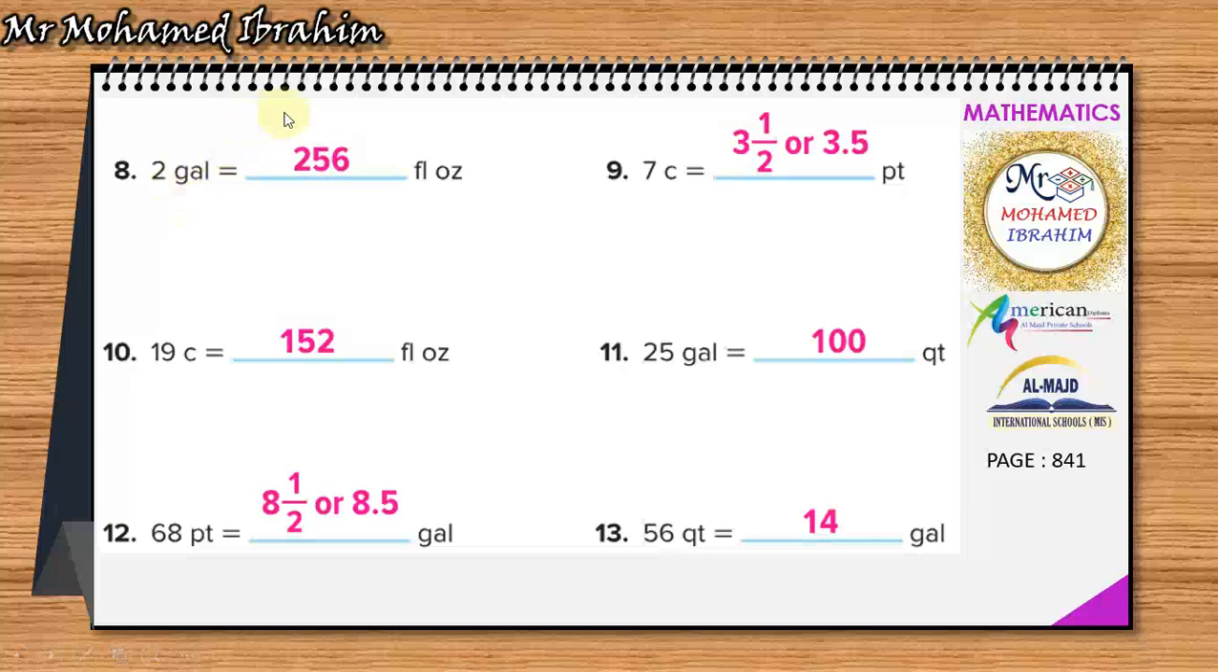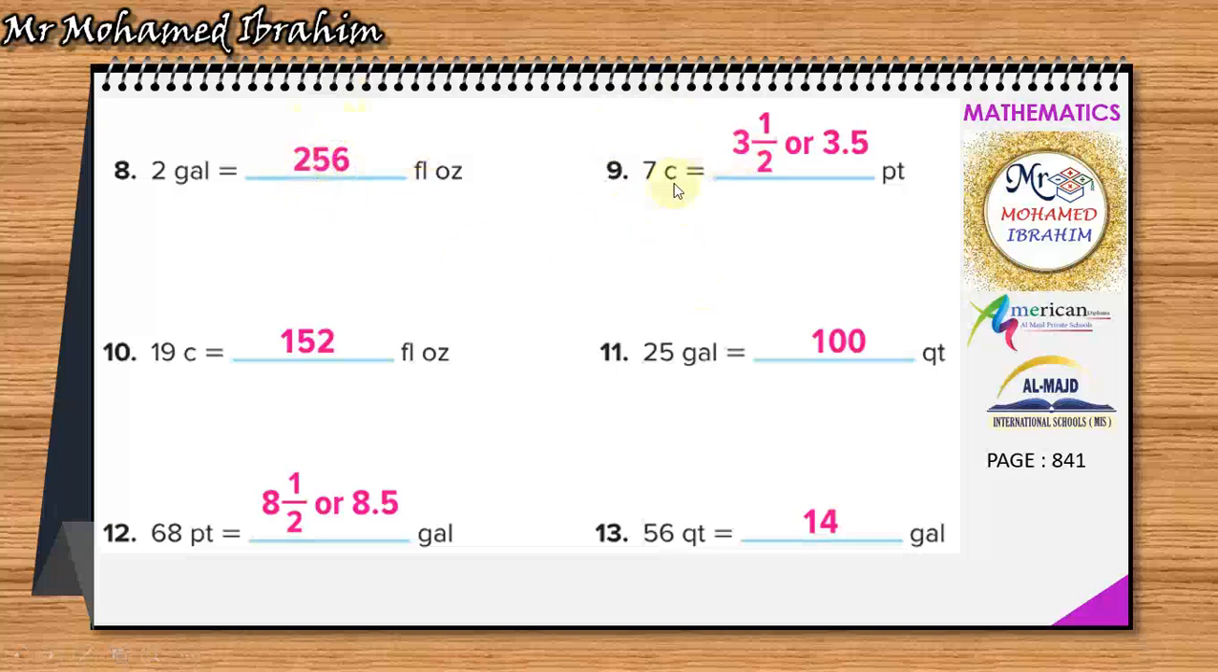2 gallons into quarts. 2 times 4 equals 8. Now we have 8 quarts. After we have 8 quarts, we want to convert quarts to pints. Each quart contains 2, so 8 times 2 equals 16 pints. Now, pints to cups. 16 times 2 equals 32 cups. 32 cups, we want to convert them into fluid ounces. So 32 times 8 equals 256.